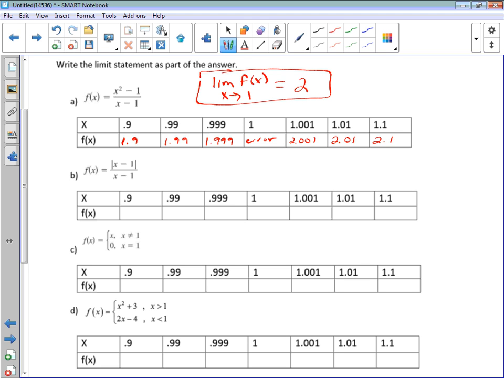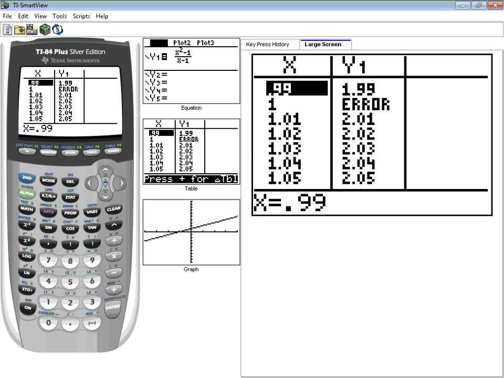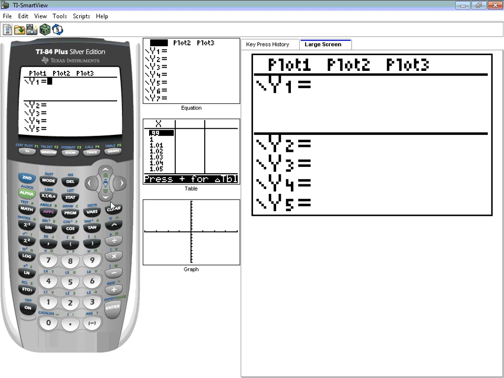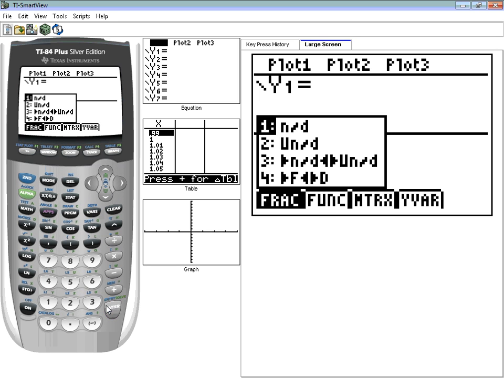All right, so letter B. Let's do this one partly because I want you to just practice being in the absolute value. There's a shortcut for that too if you have the updated calculator. So we're gonna go to our y equals. Clear that out of there. And then, sorry, I forgot what it was. Absolute value of x minus 1 over x minus 1. So we need a fraction. So alpha y equals. First one is your fraction.